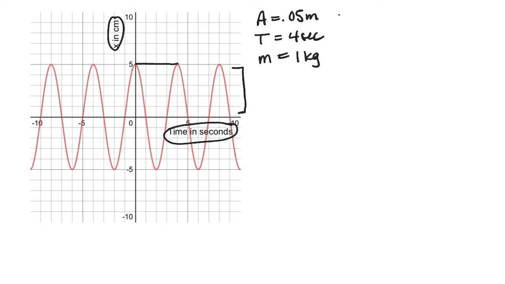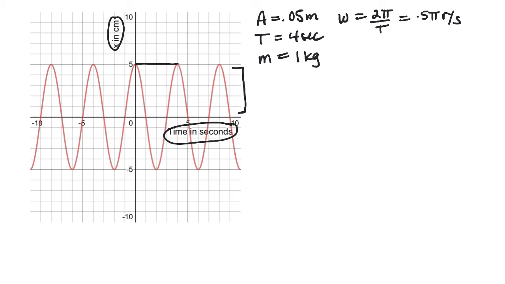We know that omega is 2 pi over T. So using that and the fact that T is 4 seconds, which we extracted from the graph, omega is 0.5 pi radians per second.